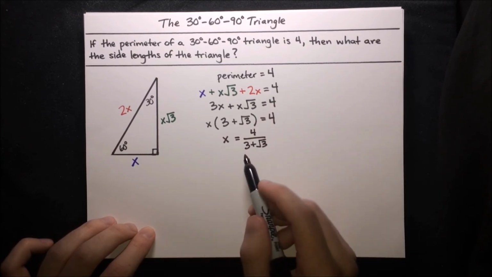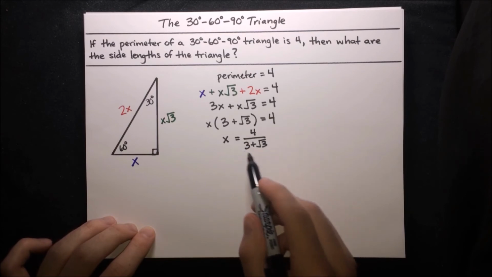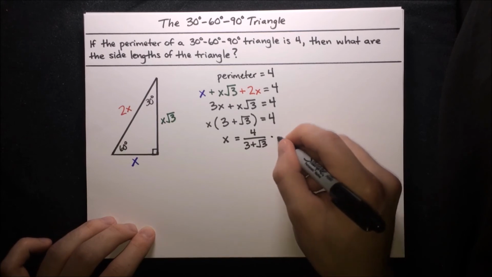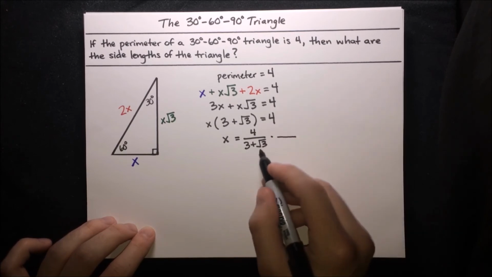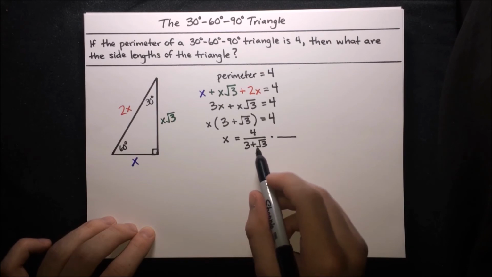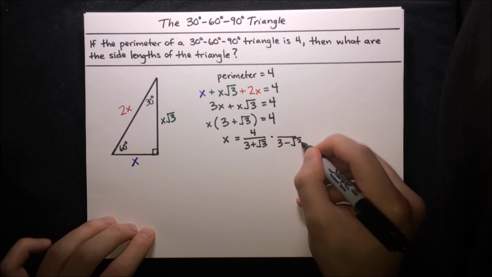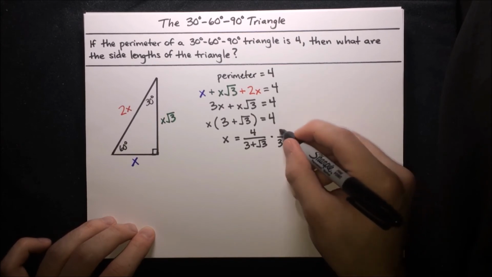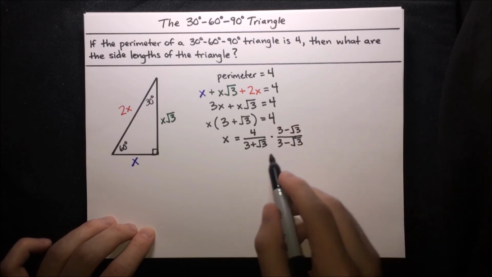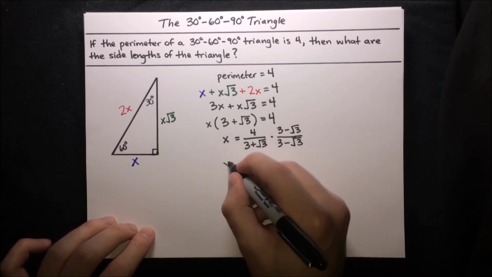Now we usually don't like to write expressions with radicals in the denominator, so let's go ahead and rationalize this expression. To do that, all we have to do is multiply by the conjugate of that radical expression. So instead of 3 plus root 3, we'll be multiplying by 3 minus root 3, but we don't actually want to change the fraction. So we multiply by 3 minus root 3 over 3 minus root 3, so it's just like we're multiplying by 1. Okay, so let's go ahead and multiply this.